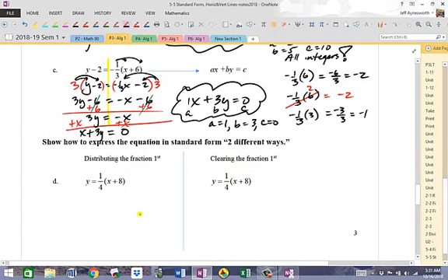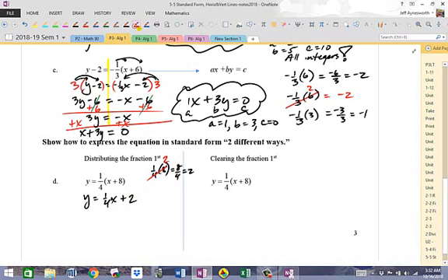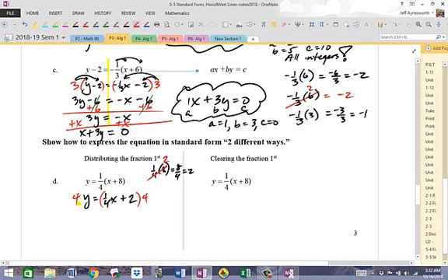All right, so on this one here, we're going to distribute fraction first. So y is equal to 1/4 x plus, well, 1/4 of 8 is 2. Okay, 1/4 times 8 is 8/4, or 2. Or you can do this. 8 divided by 4 is 2. And then multiply both sides by 4, because that's the denominator. Notice in red, I multiply both sides by 4.